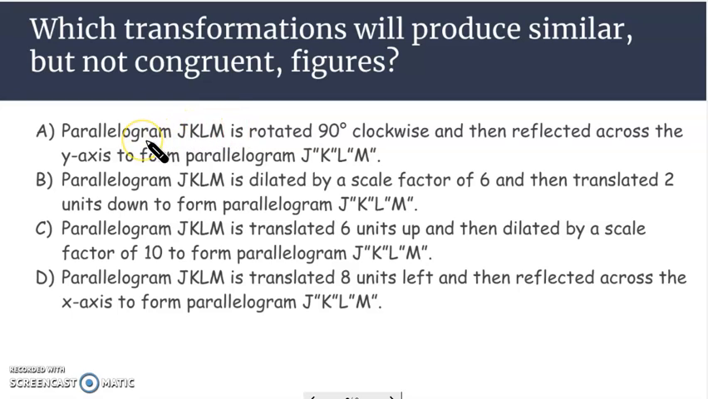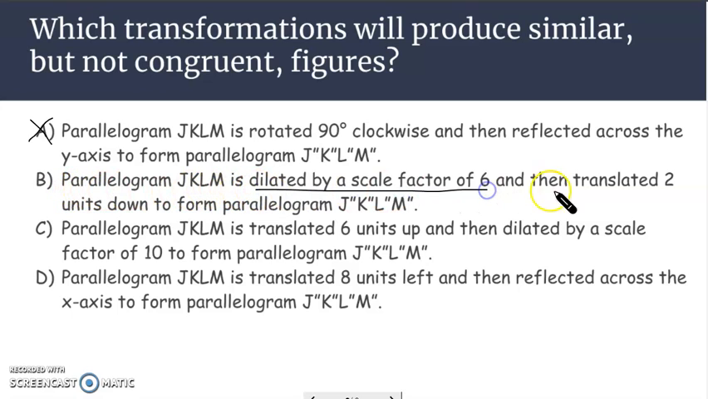Kind of the same deal here. For all of these, we're looking for that dilation with a scale factor. For A, we have a rotation, and then we have a reflection. Not going to work for A. For B, dilation with a scale factor of 6, it got bigger, and then translated 2 units down. This is going to work.